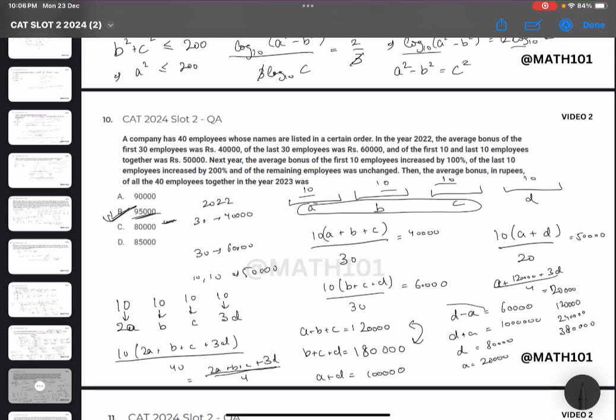So we first use these equations to get this, and then substituted these values here. We got this.